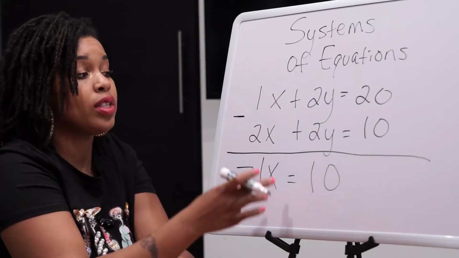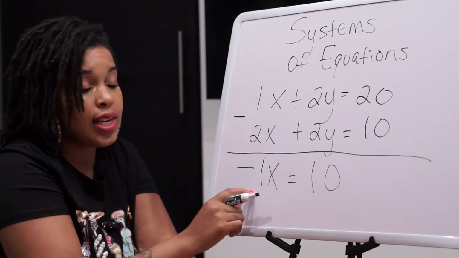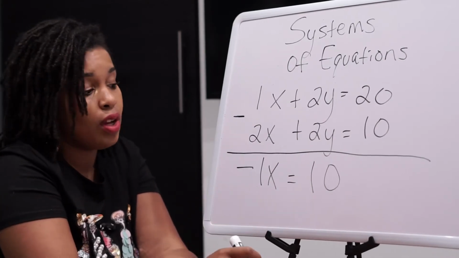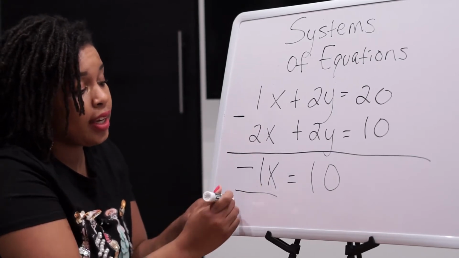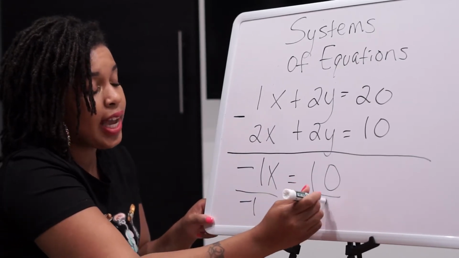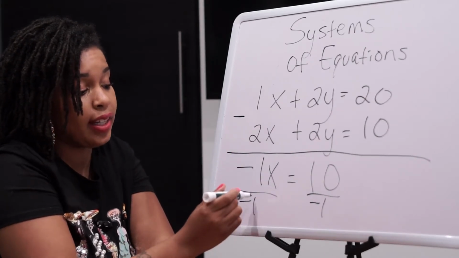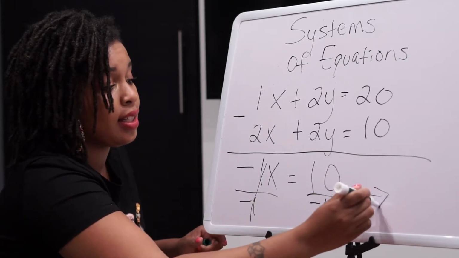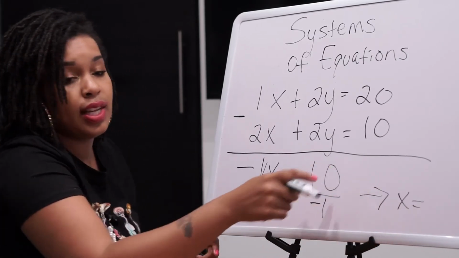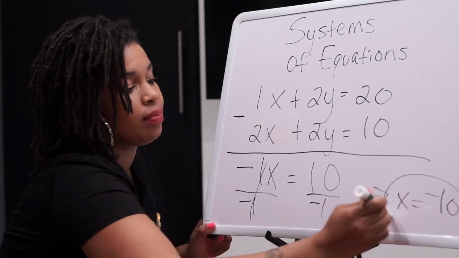Now, the whole goal is to figure out what's the value of x and what's the value of y. This is not good enough because this is a negative 1x. So what do we have to do to get rid of that negative? We have to divide both sides by negative 1. That is going to allow us to finally have a positive x. And that positive x equals 10 divided by negative 1, which is negative 10.